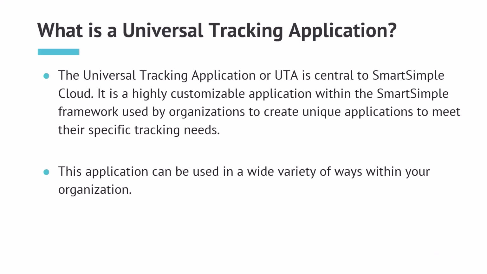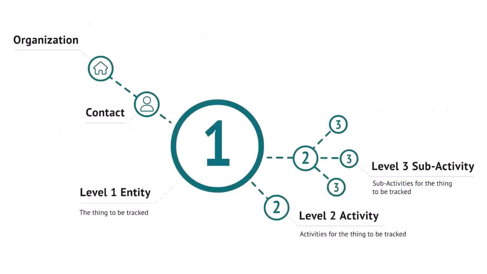The Universal Tracking Application, or commonly referred to as a UTA, is central to SmartSimple Cloud. It is a highly customizable application within the SmartSimple framework used by organizations to create unique applications to meet their specific needs. This application can be used in a wide variety of ways.